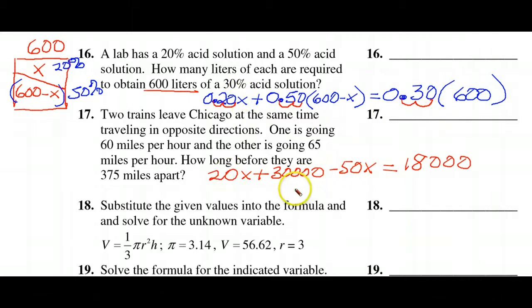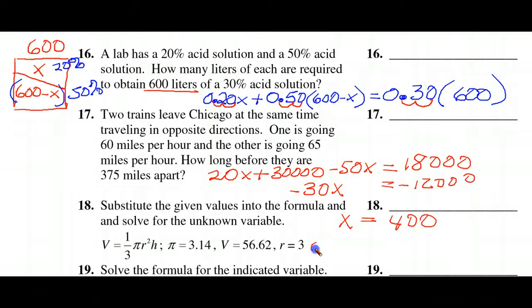So I'm grouping like terms. I get a negative 30 here. And I subtract this from both sides. I get a negative 12,000. Going to divide both sides by a negative 30, and I get 400, a positive. Now, what is this saying here? Well, it's saying of my X value, which was the 20%, I'm going to need 400 liters.